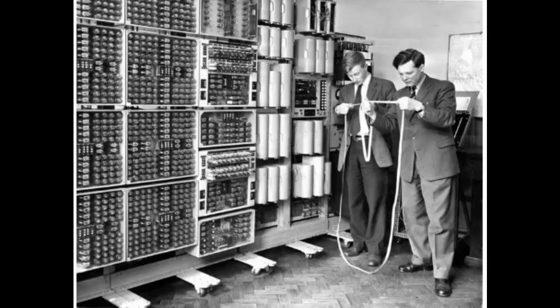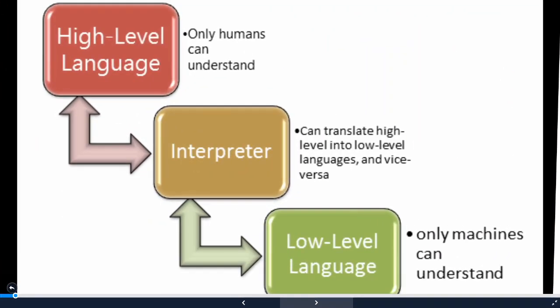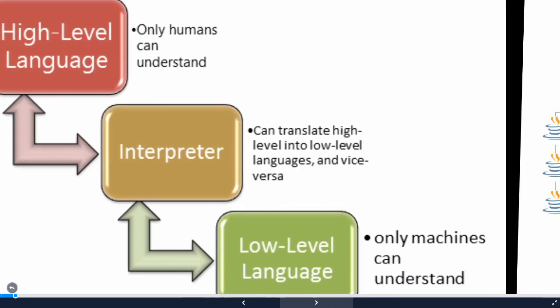You know, one of the first computers ever made looked something like this. As you can see, they just had a whole bunch of on and off buttons. Binary. So it was extremely error prone and very tedious to work with. Which is why they created higher level programming languages. These high level languages are only understood by humans, and the interpreter translates these commands into low-level languages or binary, which only machines can understand.